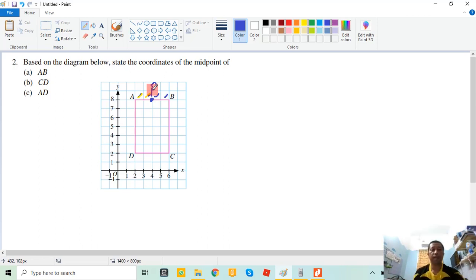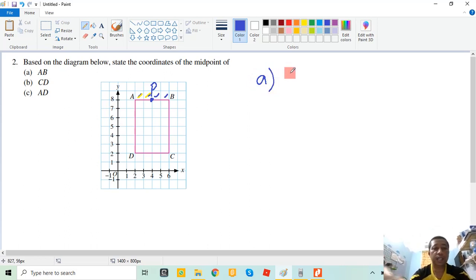What is the coordinate? The coordinate, if we write here, the coordinate for midpoint for AB. The coordinate is, we look on the x-axis first. The x-axis point P. So we go down here. X equal to 4. So we write here 4. And what is the coordinate for y-axis? For y, this one, 8.